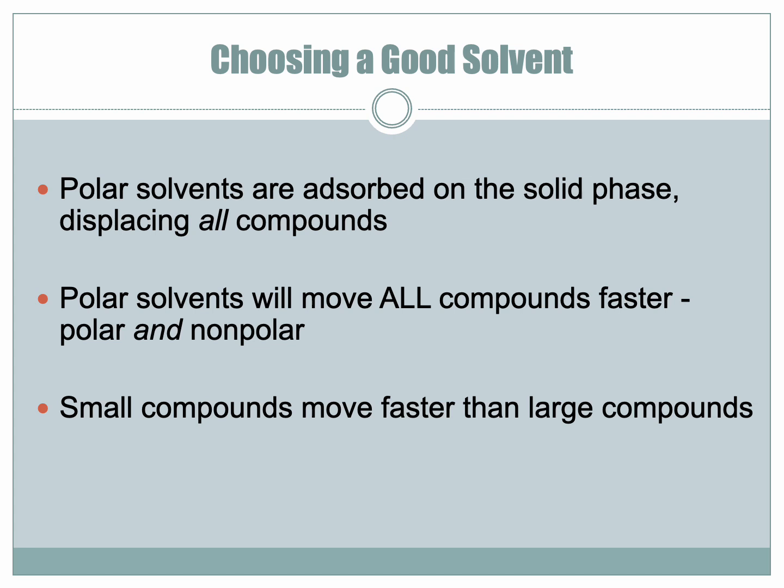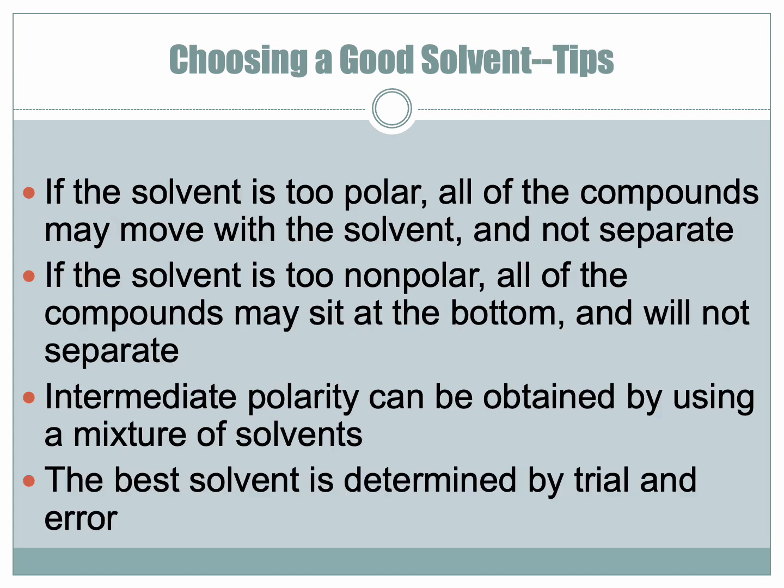Now, having said that, sometimes our compounds are so polar that if we use a really non-polar solvent, it can't even move it off of the line. So we need to test our solvents and try to find a solvent that's polar enough to make the compounds move, but not so polar that it pushes everything to the top. If the solvent is too polar, all the compounds may move with the solvent and not separate. If the solvent is too nonpolar, all of the compounds will sit at the bottom and will not separate.